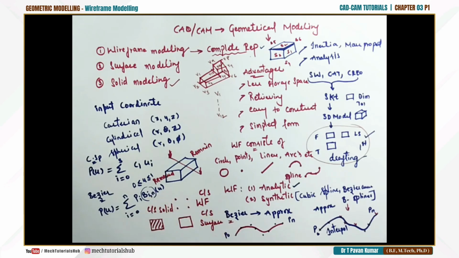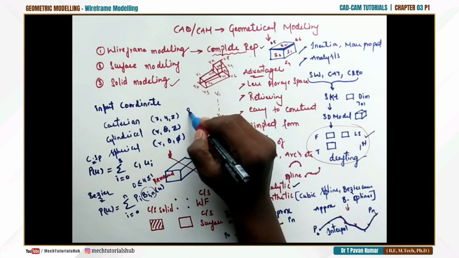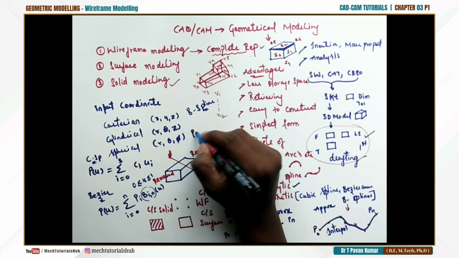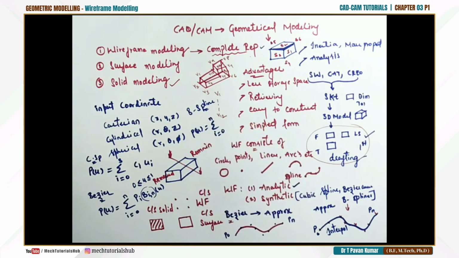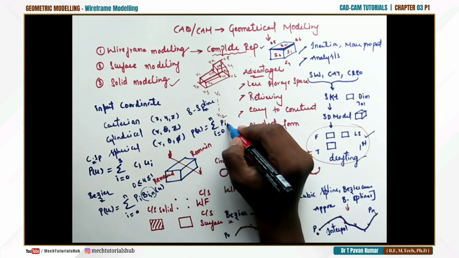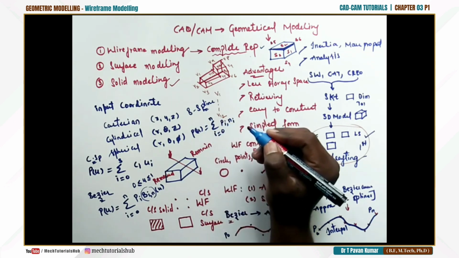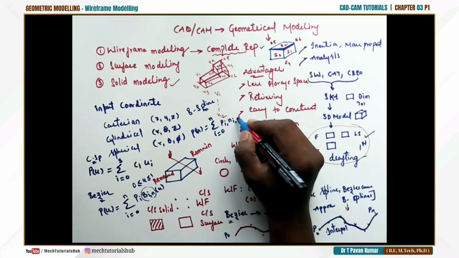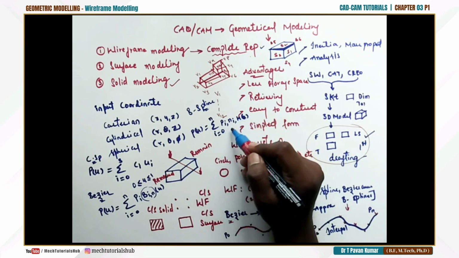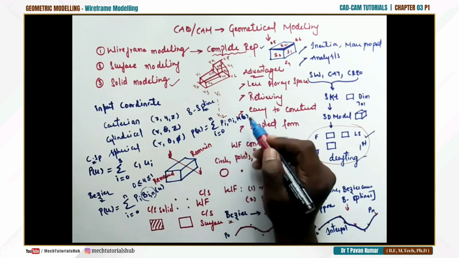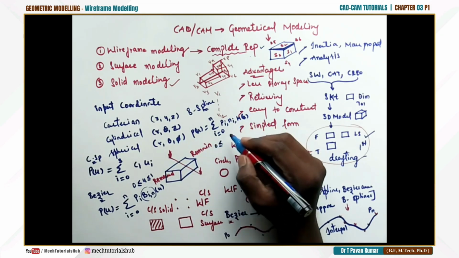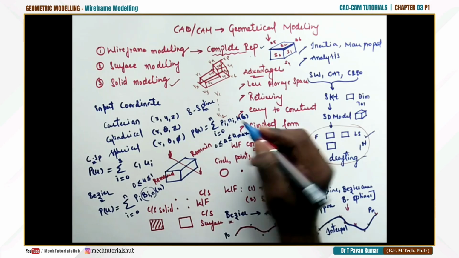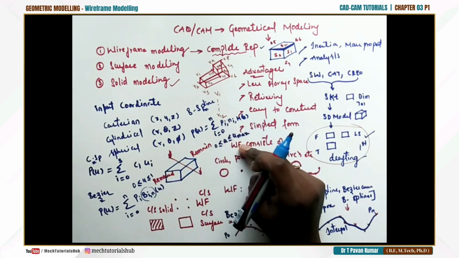Now we'll consider the curve for B-spline also. In case of B-spline, the equation is almost similar: P(u) = sigma i = 0 to n of P_i N_i,k(u). In this case also the range is 0 ≤ u ≤ u_max. There we consider 1, here we consider the maximum.